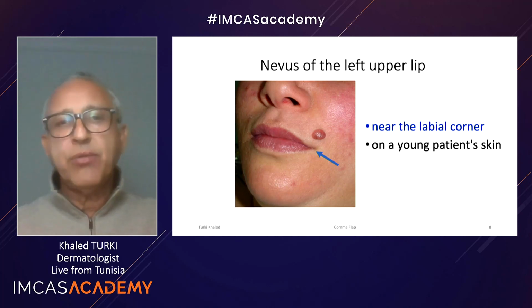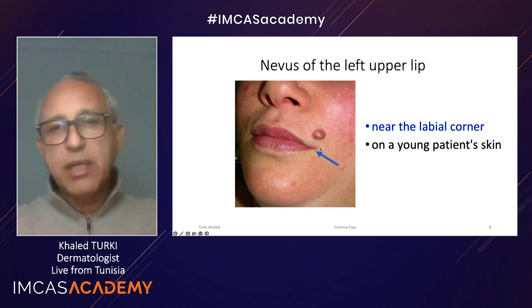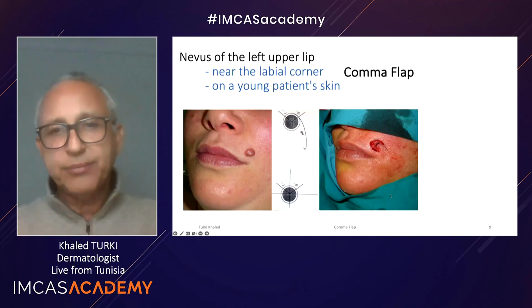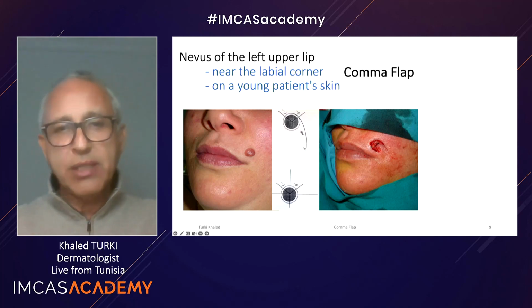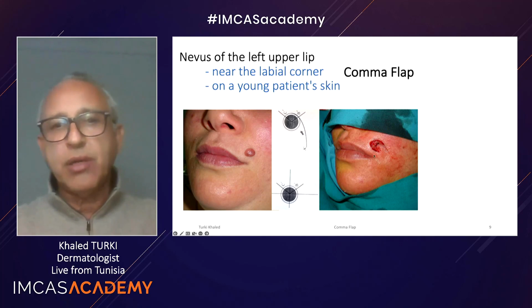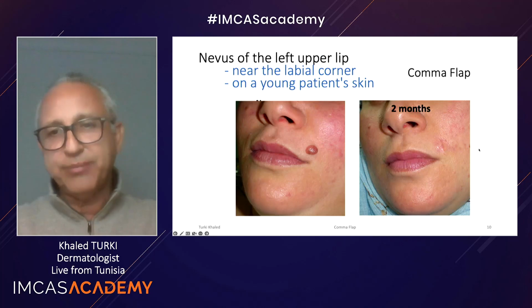Here you have an image of the left upper lip of a young patient, near the labial corner. This nevus is removed, the loss of substance is circular, and we make an incision in the natural fold, and we have the suture like a comma, and 2 months later we have this result.